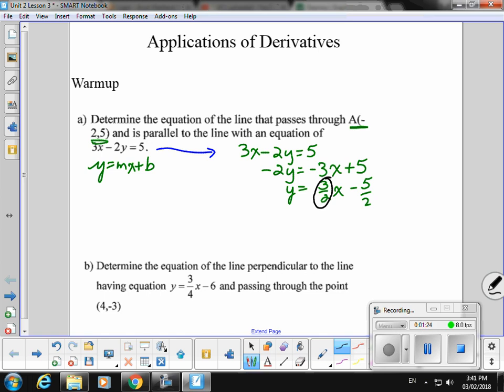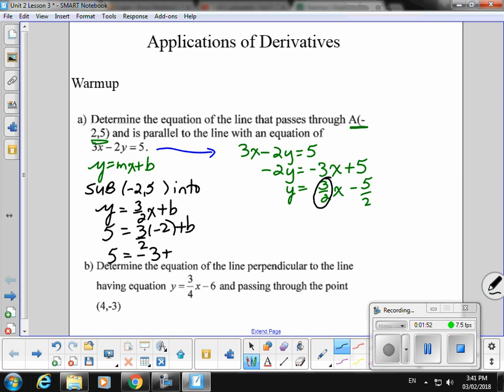So my line is going to have a slope of 3 halves, and I am going to substitute my point -2, 5 into the line with the same slope to find that y-intercept. 5 equals 3 halves times -2 plus b. I end up with 5 equals -3 plus b. I end up with b equals 8. Final answer. My line is y equals 3 halves x plus 8.